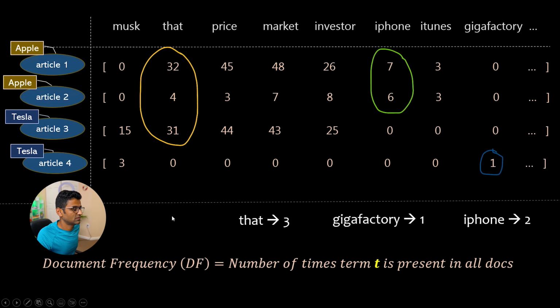This is called document frequency: the number of documents in which term T appeared, where T here is "that", Gigafactory, etc. If this number is higher, if some term is appearing in the majority of documents, we should lower its influence because it's like a generic term. But if some word is appearing in only a few documents, such as Gigafactory in only one document, or iPhone in only 2 documents, then that term is important and we need to give it a high score. So we need to come up with some scoring mechanism here.